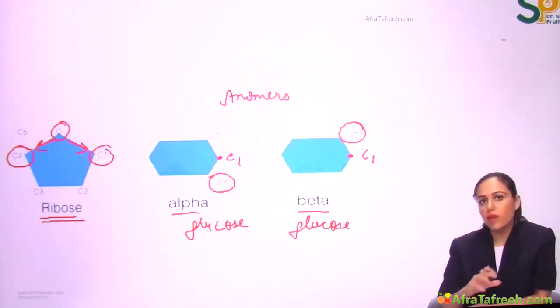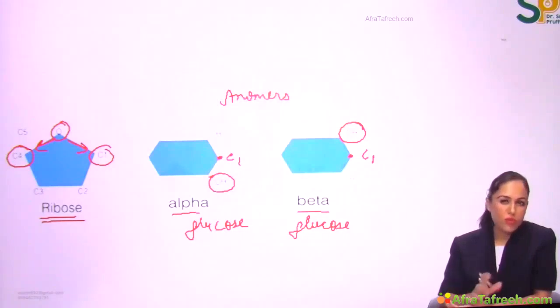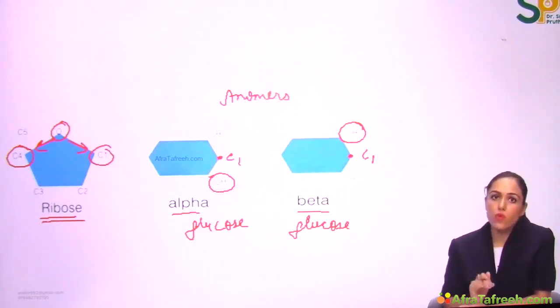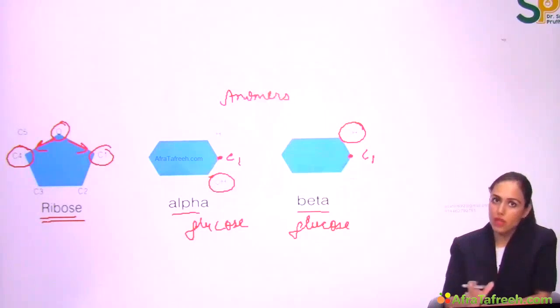In your guides, sometimes wrong things are given. They write the opposite, OH upwards is alpha and something like that. So do not get confused. Refer to what I have given you, that OH downwards is alpha and OH upwards is beta, right? So we're done with the four types of structural isomerism.